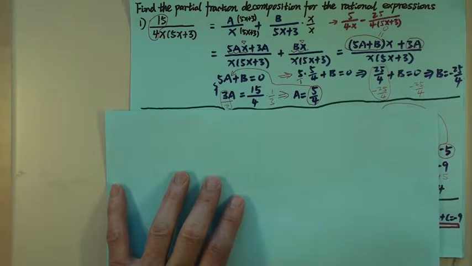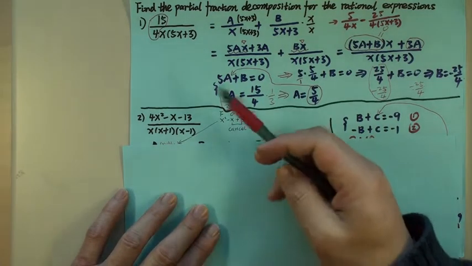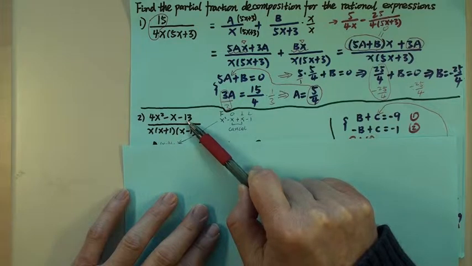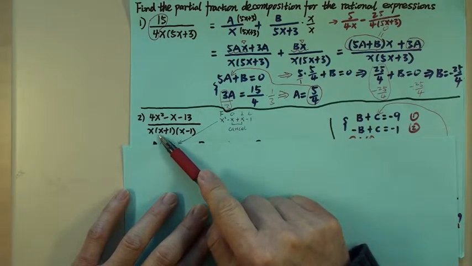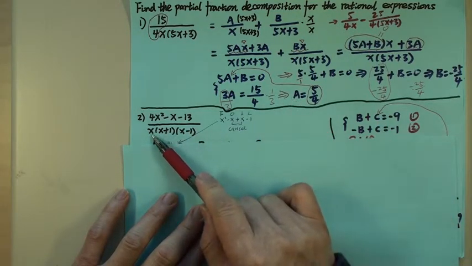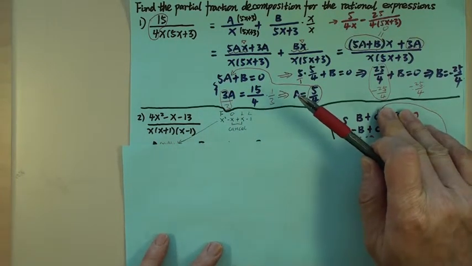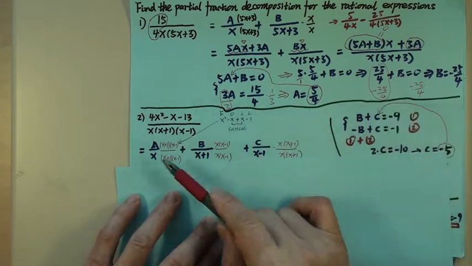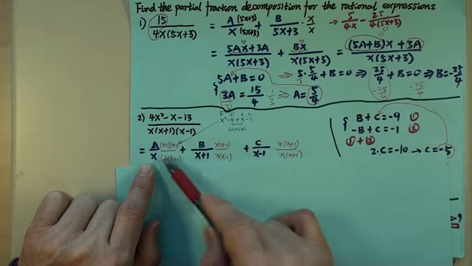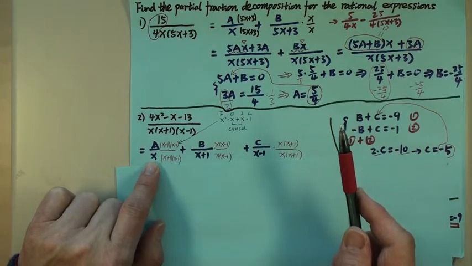The second example is like this, the one right here. That's 4x squared minus x minus 13 over x times x plus 1 times x minus 1. Now we know that x, x plus 1, x minus 1 are three factors. Then we know it will be like this: a over x, b over x plus 1, c over x minus 1. Upstairs are a, b, c. They are all constants. Okay?